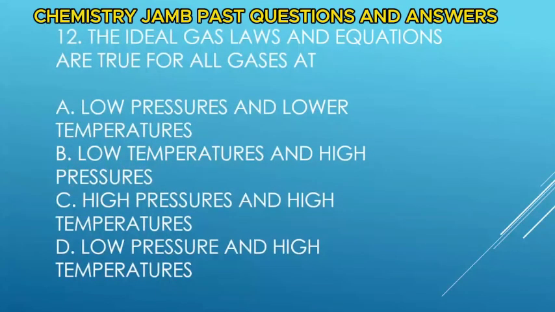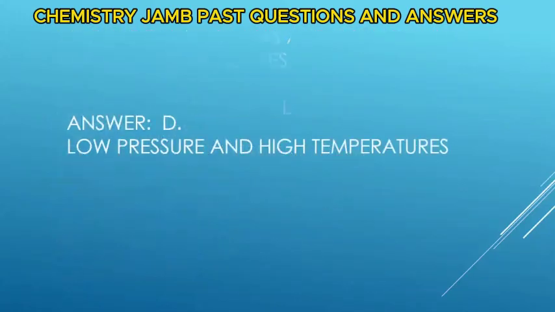Question number 12. The ideal gas laws and equations are true for all gases at A. Low pressures and lower temperatures, B. Low temperatures and high pressures, C. High pressures and high temperatures, D. Low pressure and high temperatures. The answer is A. Okay, sorry, the answer is D. Low pressure and high temperatures.